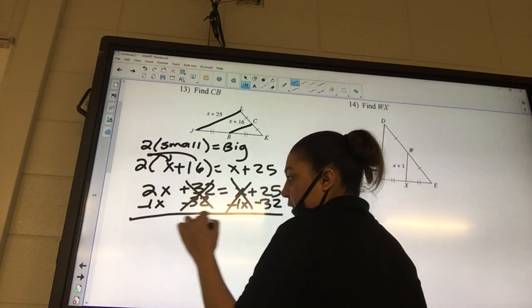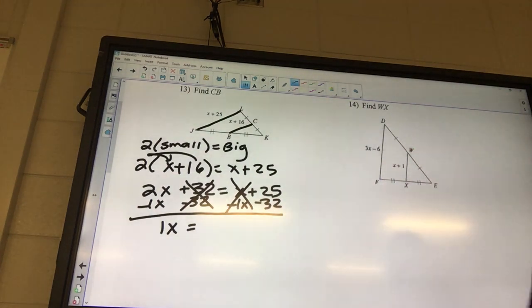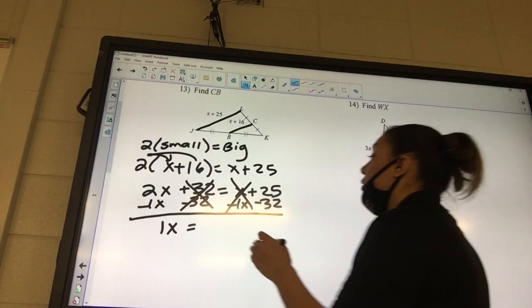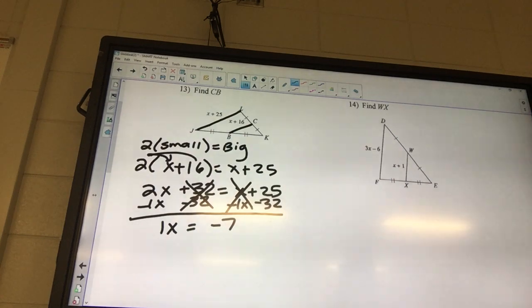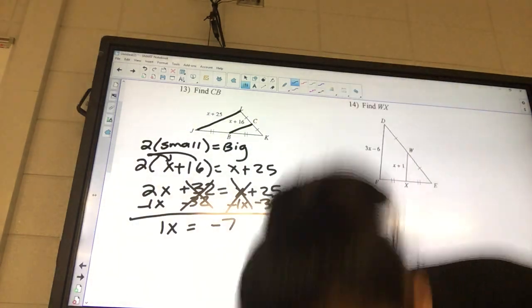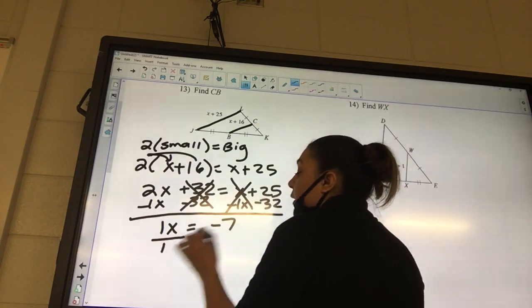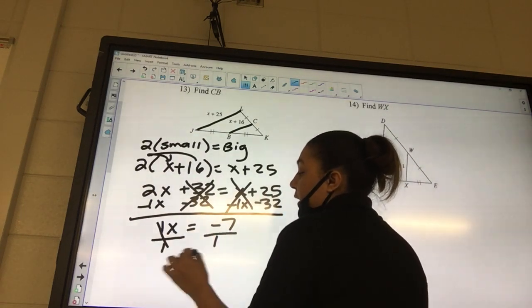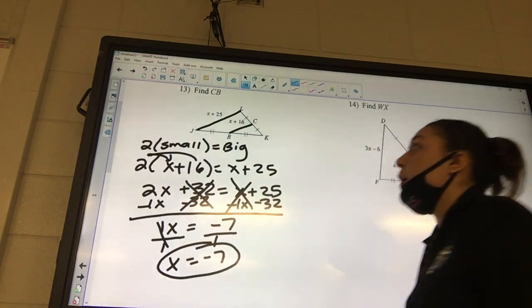So 2x minus 1x is 1x. 25 minus 32 is negative 7. Okay, and then our last step is always to do what? To put it back in. So yes, you could. Most people are going to say divide, but it's not going to change anything. Dividing by 1 never changes anything. But okay, so we can plug it back in.